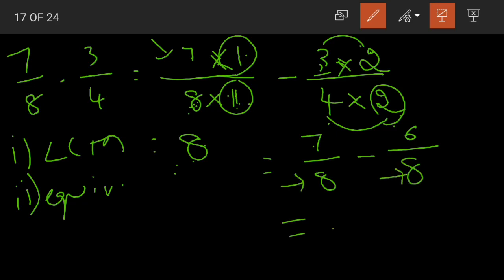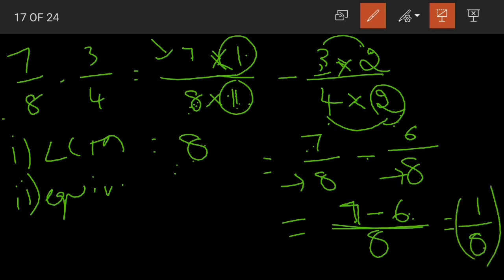Now how can we subtract these two? It is easy, right? First subtract the numerators and then simply write the denominators. 7 minus 6 by 8. 7 minus 6 is equal to 1 divided by 8. 1 by 8 is what? 1 by 8 is our answer. Yes, 7 by 8 minus 3 by 4 is equal to 1 by 8.